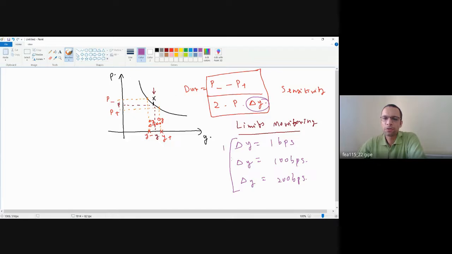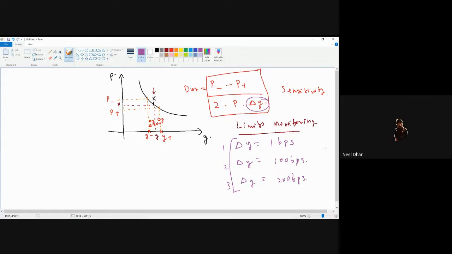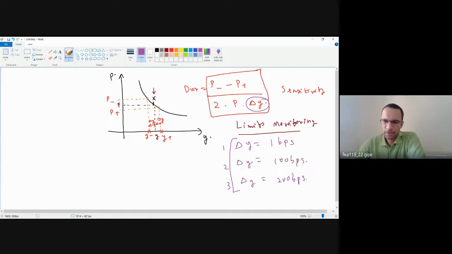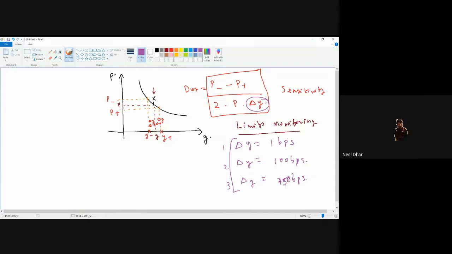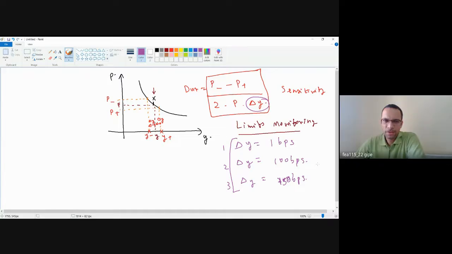So should it be 1, 2, or 3? What do you feel? Sir, I think one will give us a very erratic answer. And when it comes to option three, we usually don't see a 200 bips movement. Okay, so maybe I'll drop this to let's say 150. Or the answer is subjective. Okay, any other views? Any other way of looking at this?